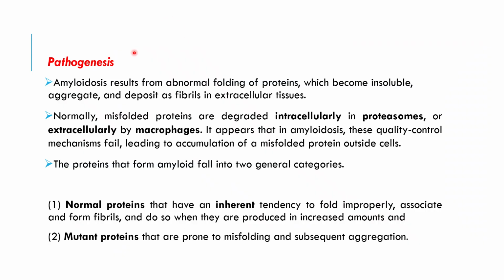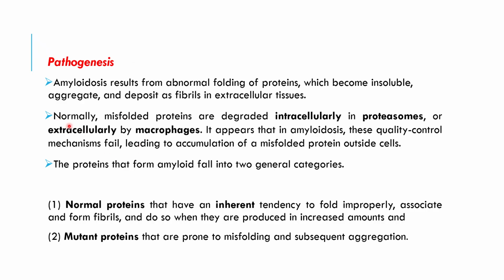So we have read the nomenclature of the amyloid, and we have studied the structure of the proteins. We have studied the physical nature of the amyloid and the chemical nature of the amyloid. Now I will discuss the pathogenesis of the amyloid.